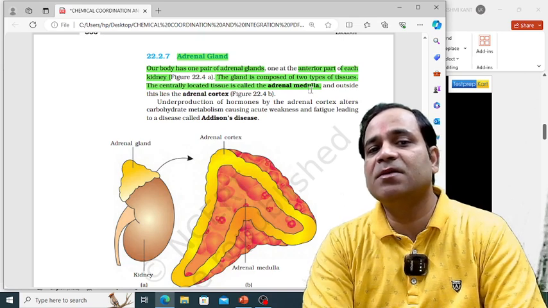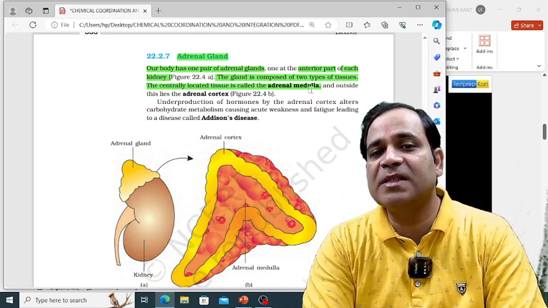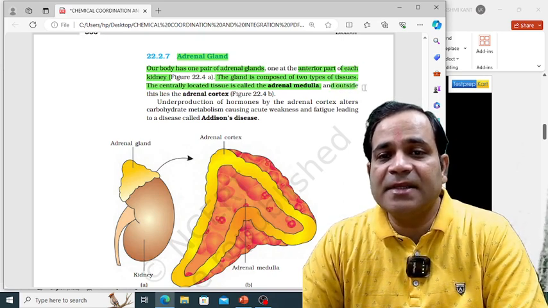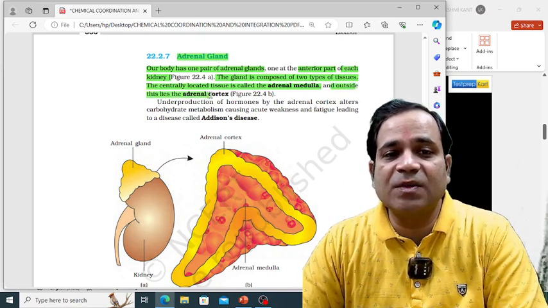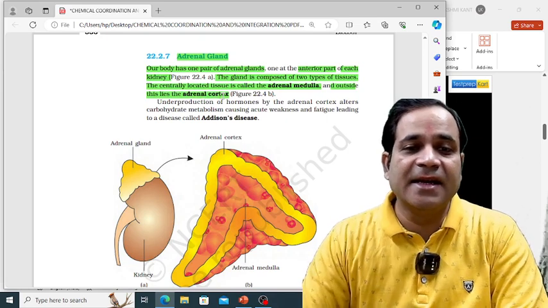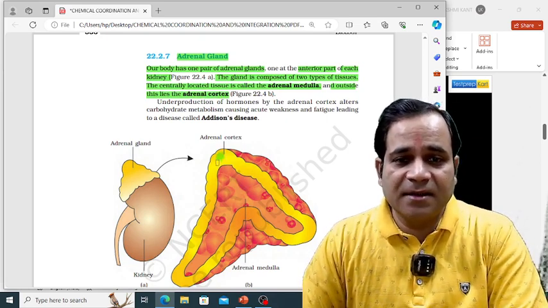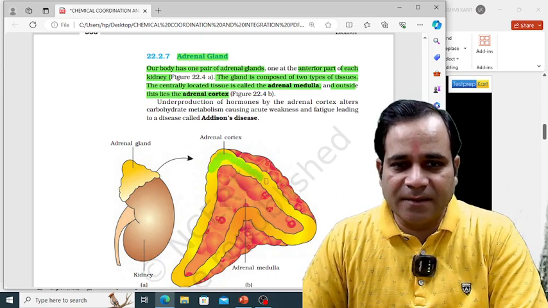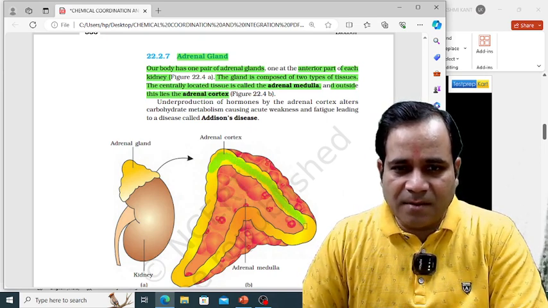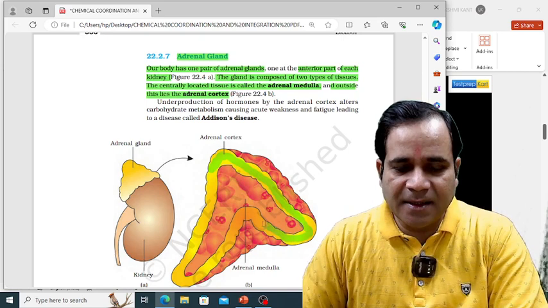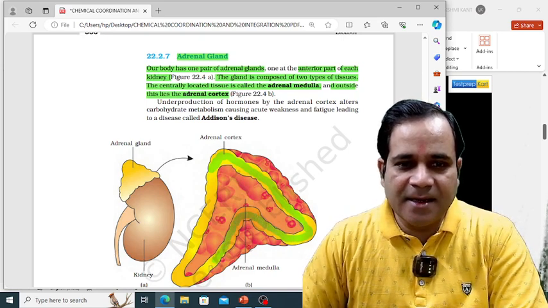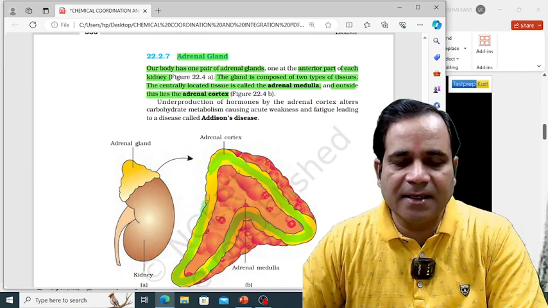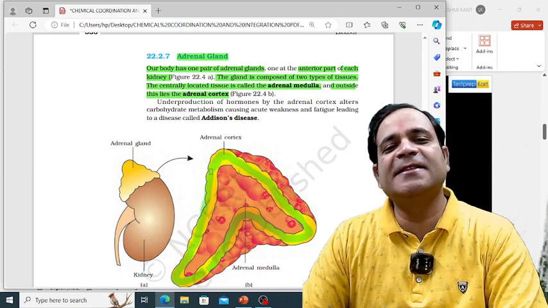The centrally located tissue is called adrenal medulla. The name of the tissue is what? Centrally located tissue, known as what? Adrenal medulla. And outside this lies the adrenal cortex. See this diagram, this is the outer region, which I'm going to mark yellow with green. All of this is the adrenal cortex region.